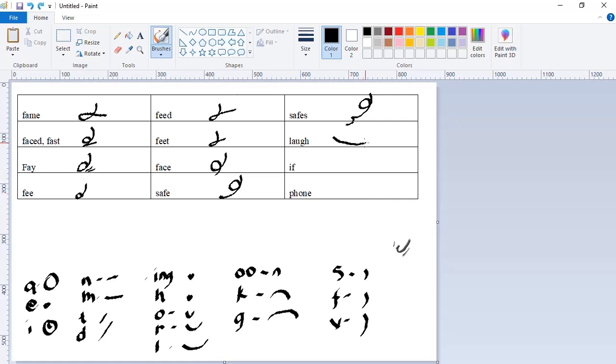We have L-A-F. Laugh. Let's repeat. L-A-F. Laugh. Then if, we have E and F. If. And then we have phone.